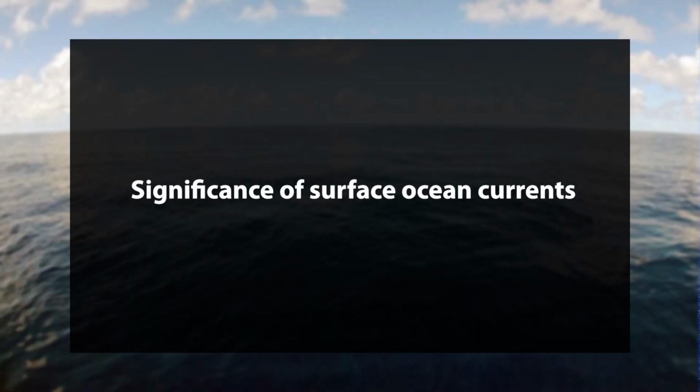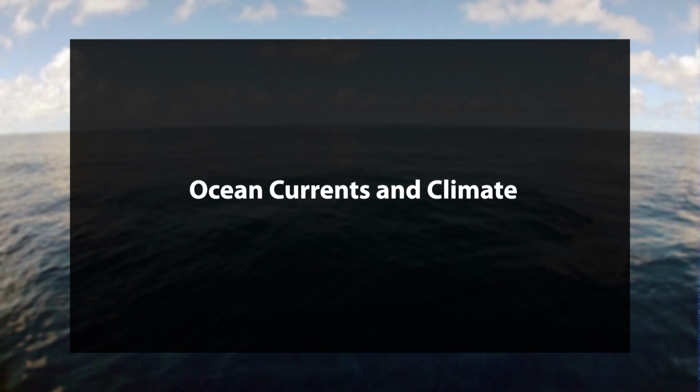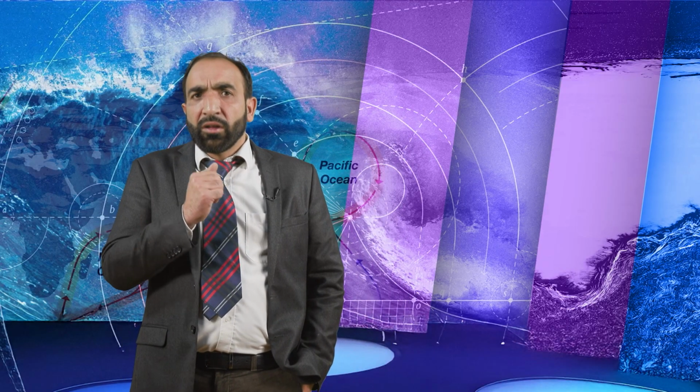Now, significance of surface ocean currents. Ocean currents and climate. Ocean surface currents directly influence the climate of adjoining land masses. For instance, warm ocean currents warm the nearby air. This warm air can hold a large amount of water vapor, which puts more moisture, high humidity, in the atmosphere. When this warm moist air travels over a continent, it releases its water vapor in the form of precipitation.